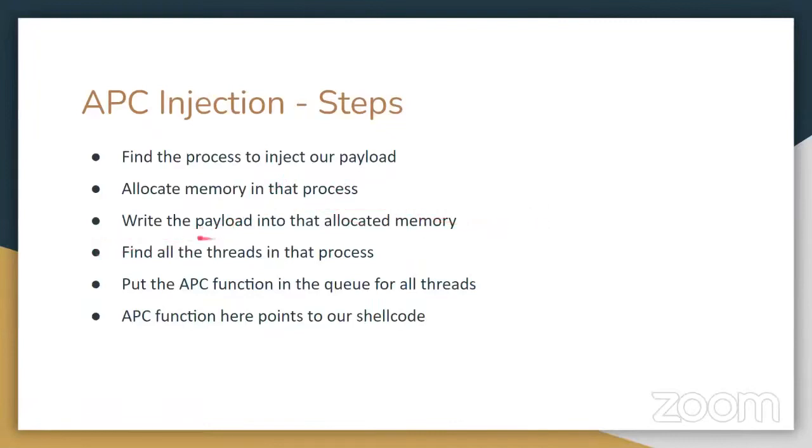After writing the payload, we have to find all the threads present in that target process. Once we find all the threads, we will place our shellcode in the queue for all the threads. Whenever the threads enter the alertable state, our shellcode will get executed. Note that this technique is quite unstable. There is a different variant of this APC injection, also known as the early bird APC injection, which we will cover in the lab session.